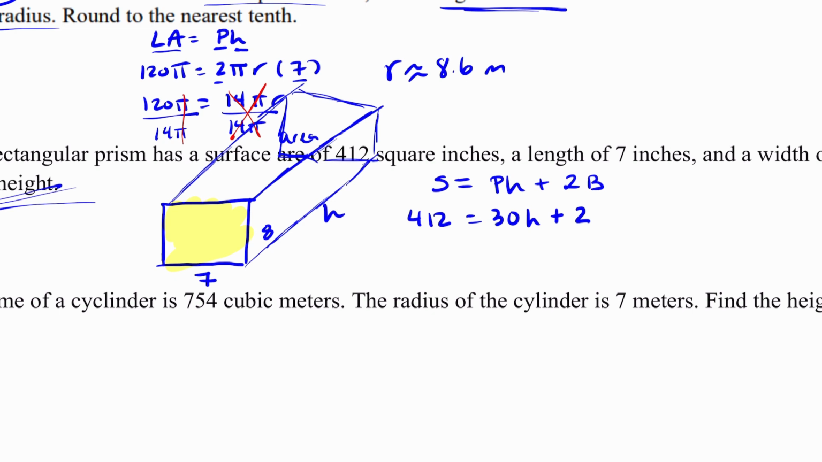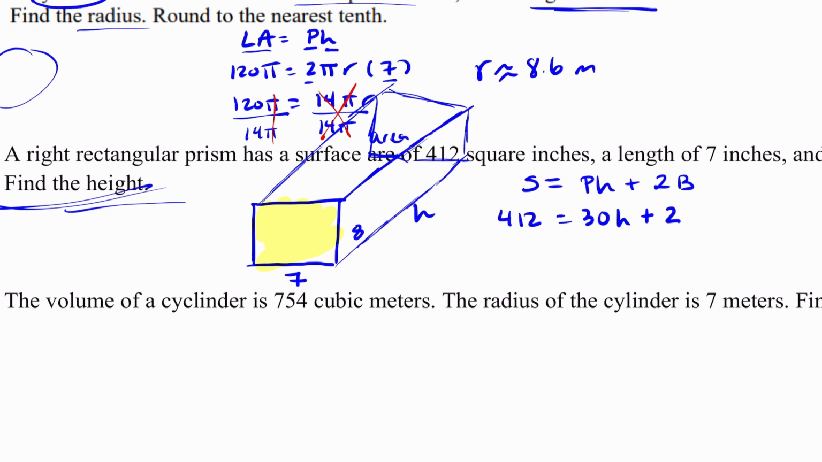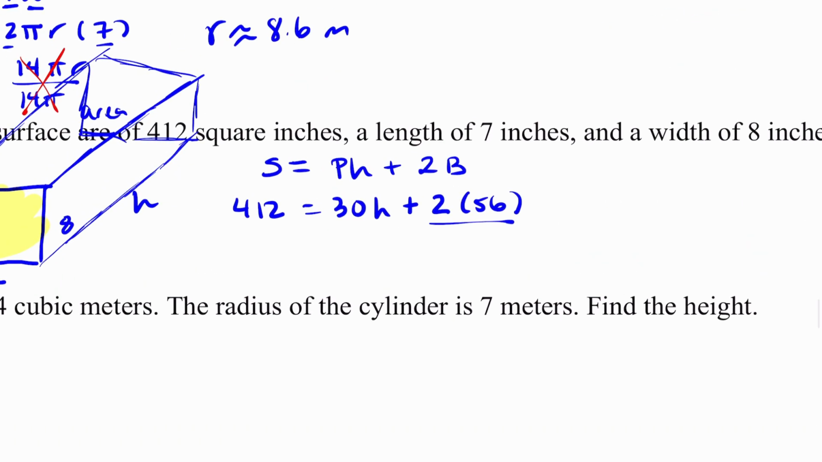So that's the area of the base. So the area of the base is length times width or base times height, right? So area of a rectangle is base times height. So 7 times 8 is 56. Okay, so 2 times 56 is 112. So I have 412 equals 30h plus 112.